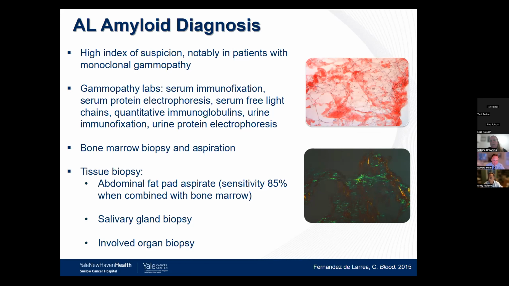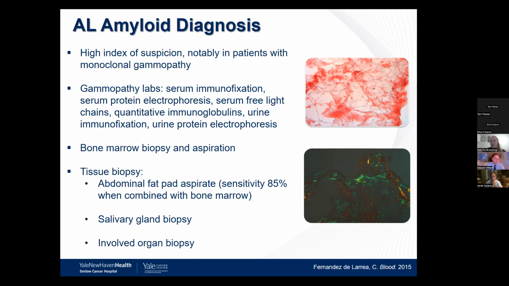Amyloid should also then be documented on tissue biopsy, again using Congo red stain, and this can occur in the bone marrow on bone marrow biopsy, or with an abdominal fat pad aspirate, or less commonly a salivary gland biopsy. And the sensitivity of abdominal fat pad aspiration when combined with bone marrow evaluation has been reported to be as high as 85%.